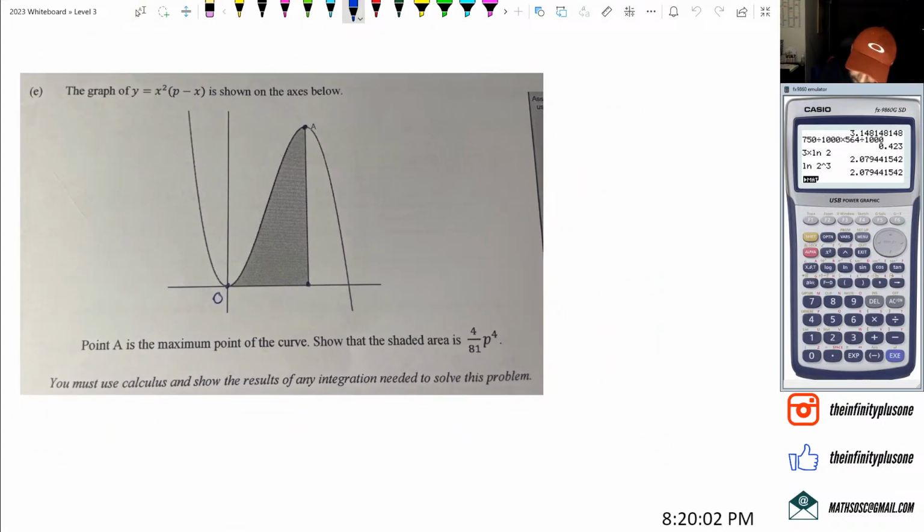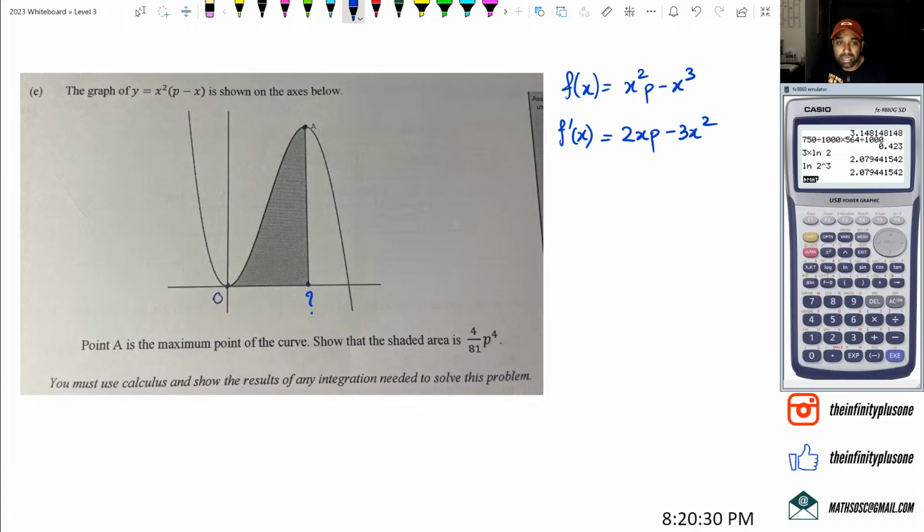So the first thing I'm going to do is figure out what this turning point is, the x value of that point. It says that point A is a maximum point of that curve, which means the gradient is equal to 0. So f of x is equal to x squared p minus x cubed. Then f dash of x is equal to 2xp minus 3x squared. Now I know that the gradient is equal to 0 for a maximum, so I'm going to put f dash of x equal to 0.